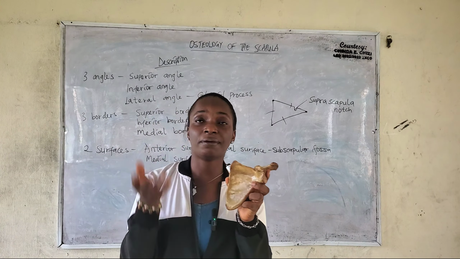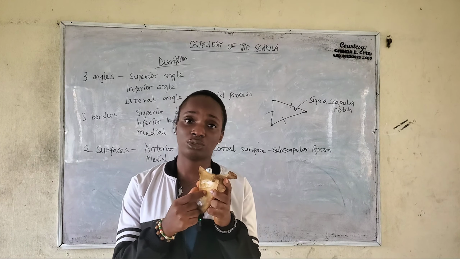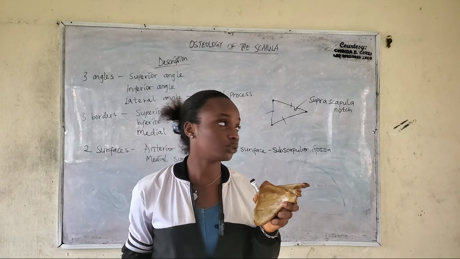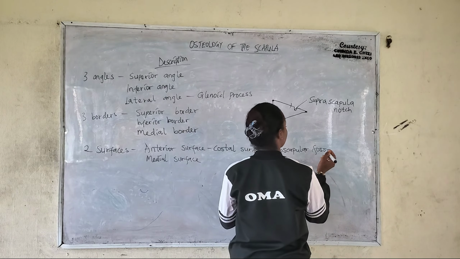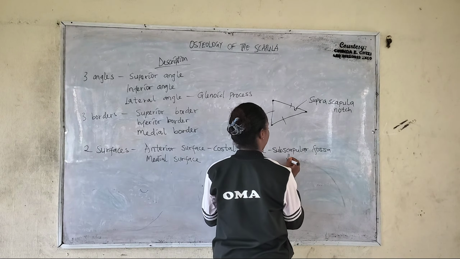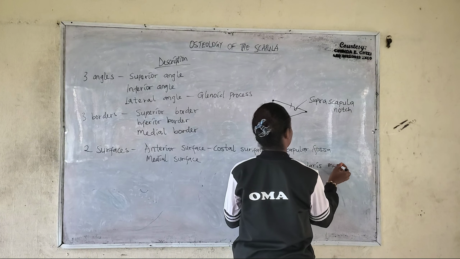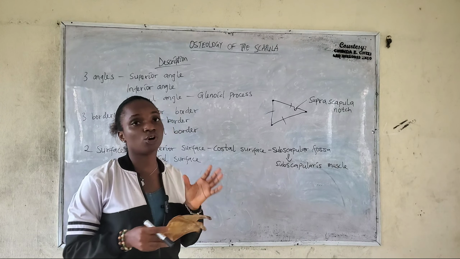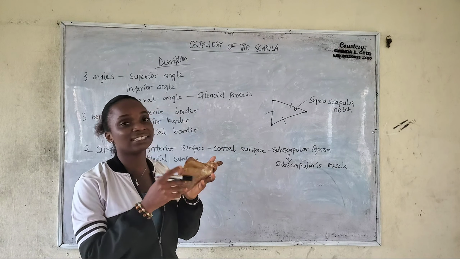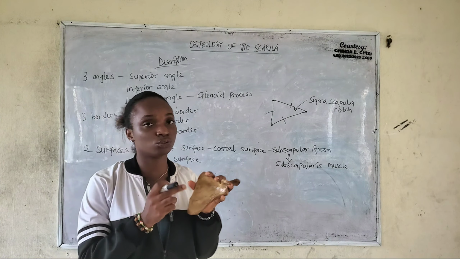Remember I mentioned that we'll talk about some muscles. The subscapular fossa has a muscle on it, which is the subscapularis muscle. I would also write it down. So that's just that on the anterior surface. Don't forget, it's also called the costal surface. It has a depression called the subscapular fossa, and the subscapularis muscle passes through it.